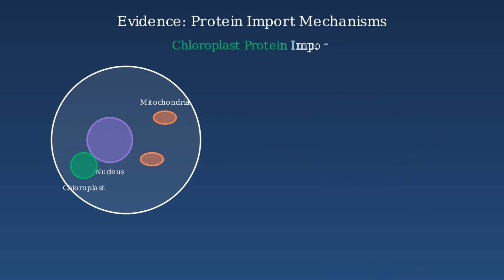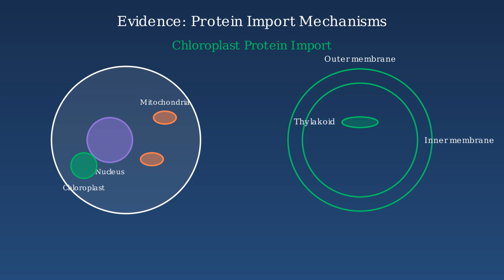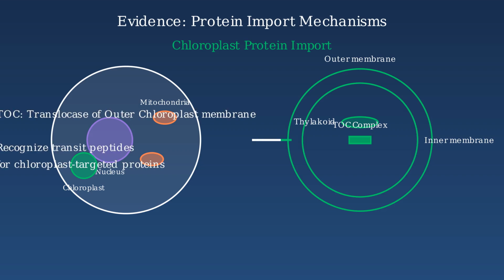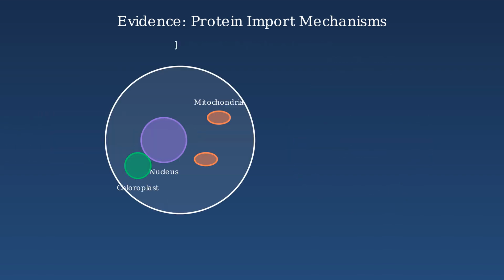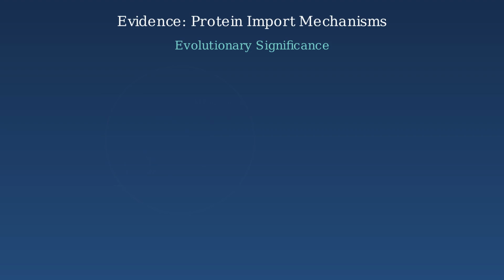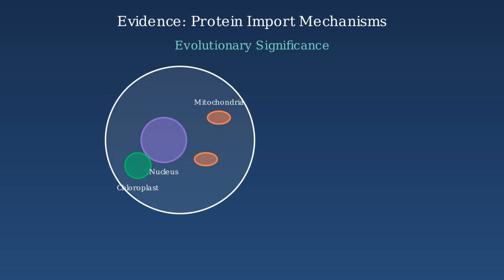Similarly, chloroplasts have developed their own protein import system, with distinct complexes from those in mitochondria. The TOC complex, translocase of the outer chloroplast membrane, recognizes chloroplast transit peptides. After passing through TOC, proteins are guided through the TIC complex, translocase of the inner chloroplast membrane, to reach the stroma. The evolution of these specialized protein import systems was crucial for the successful integration of endosymbionts into the host cell.